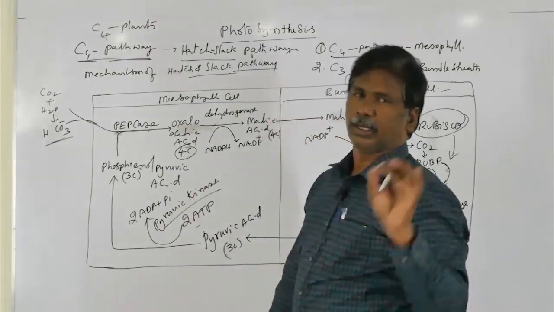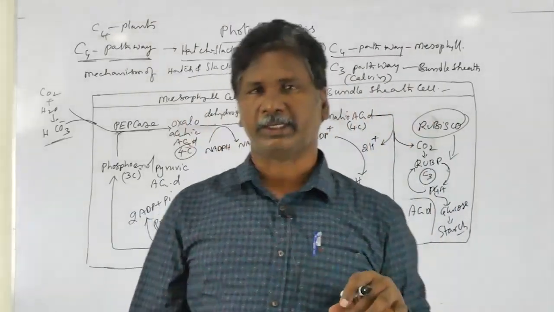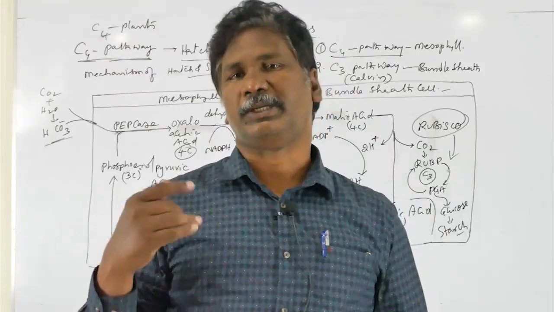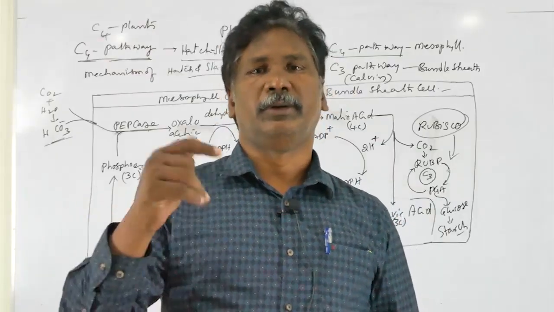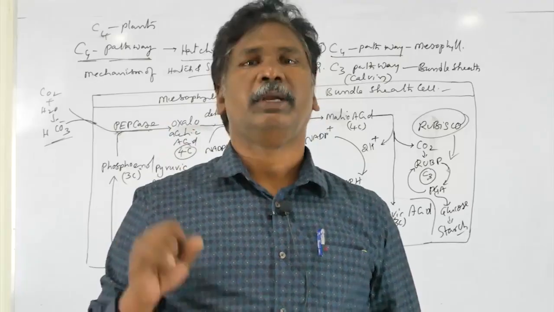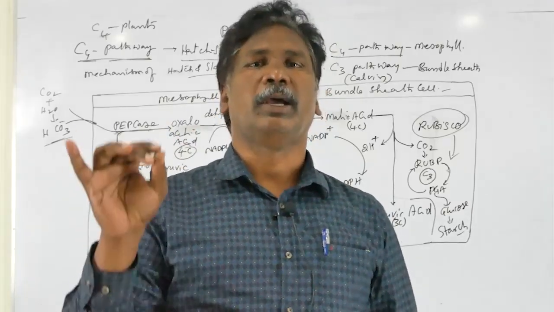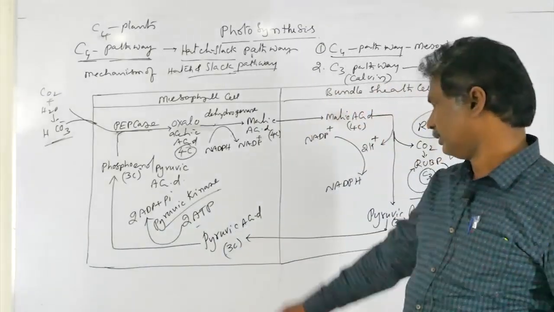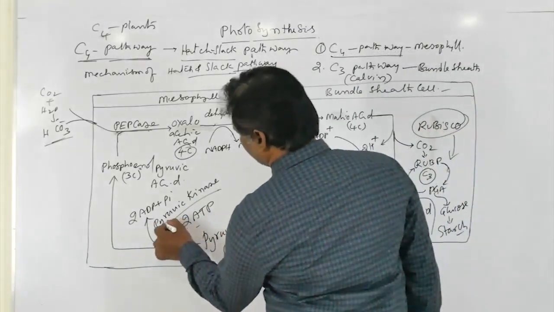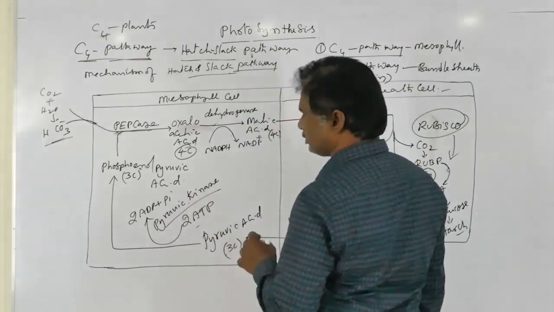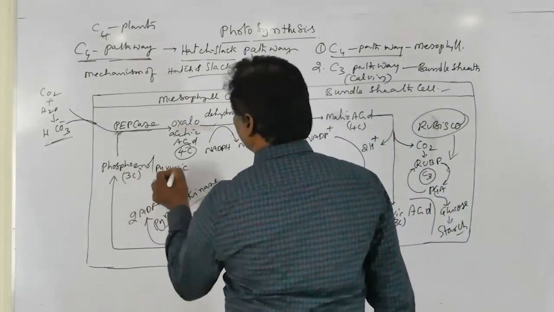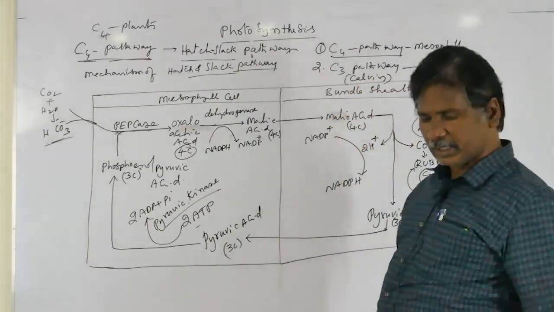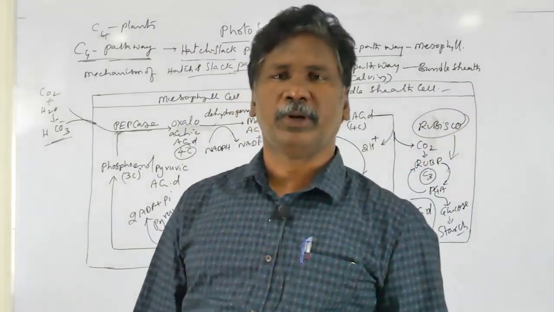Remember, wherever ATP is involved, the enzyme there is definitely a kinase. If it may be NADPH or NADH2 involvement, the enzyme is always a dehydrogenase. So with the help of the enzyme pyruvic kinase, it is converting into phosphoenol pyruvic acid. So this is the entire C4 pathway.